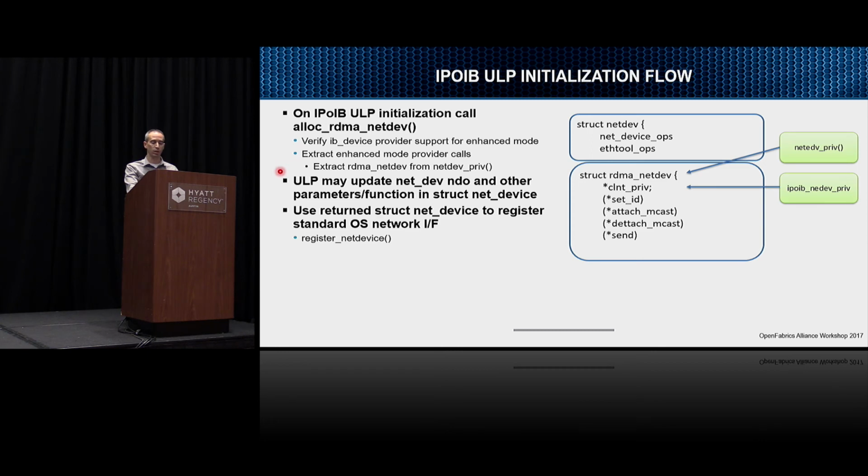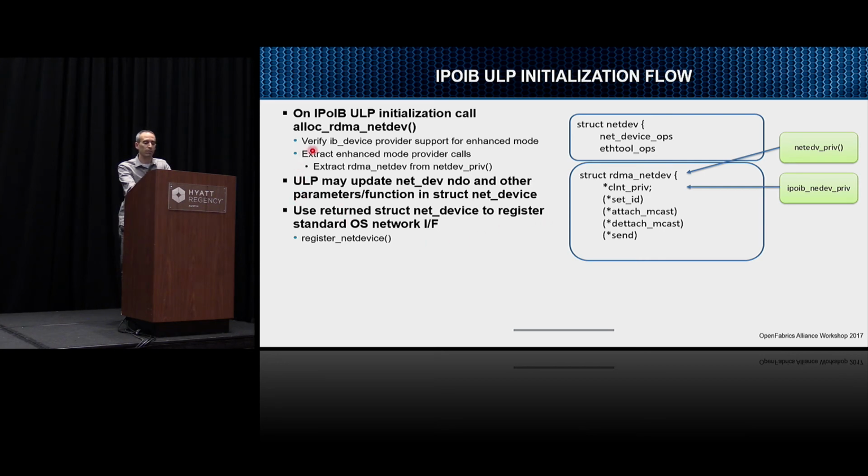And if the RDMA device was there, we can extract from the RDMA net device the actual net device and the net device private data. So the net device is being returned. In the private data of the net device, which is mentioned here, we have the RDMA net device. It has another pointer for IPoIB ULP specific private data and also the extra callbacks that are needed to allow control path dependent driver data.